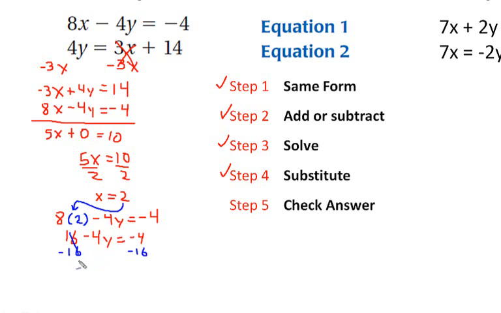It's going to cancel. I'm going to have negative 4y equals negative 20. Divide by negative 4. We get y equals positive, because of the double negative, 5. Alright, so we got our y, we got our x, we can write our solution.